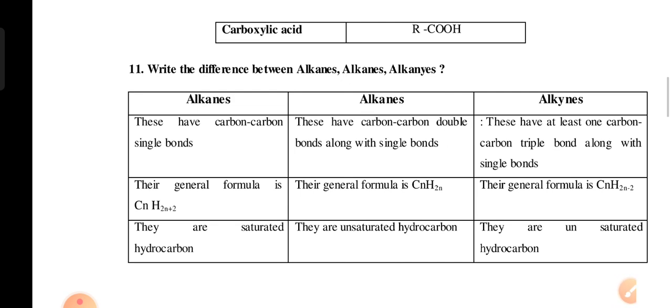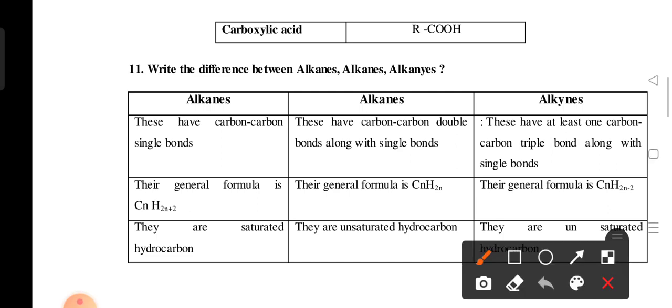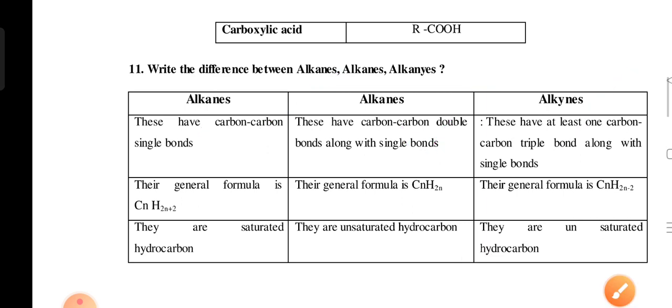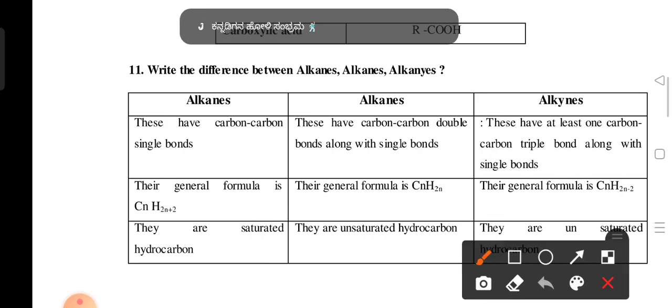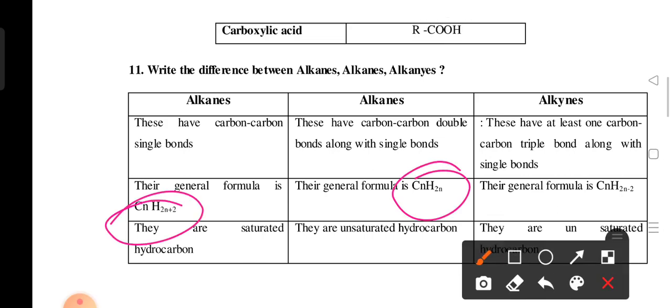alkenes and alkynes. Alkanes have carbon single bonds. Alkenes have a carbon double bond along with the single bonds. Alkynes have at least one carbon triple bond along with the single bonds. Alkanes general formula CnH2n+2. Alkenes general formula CnH2n. Alkynes general formula CnH2n-2.